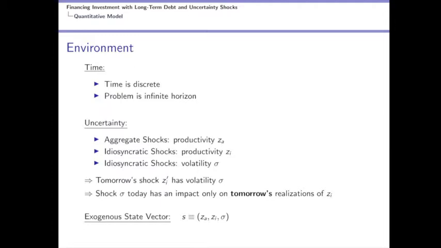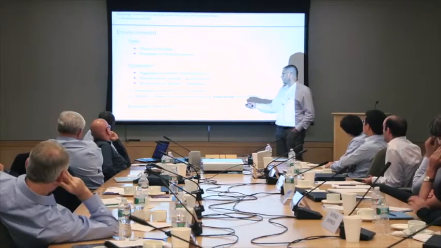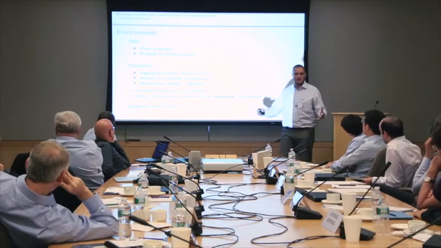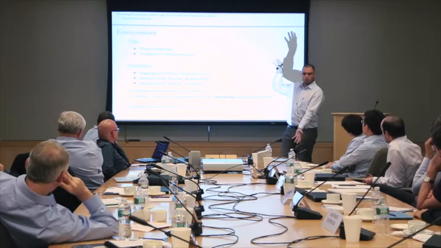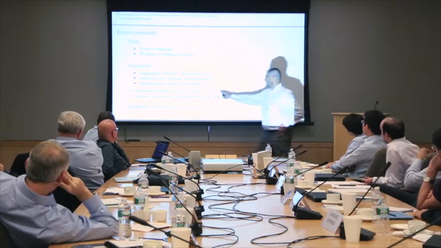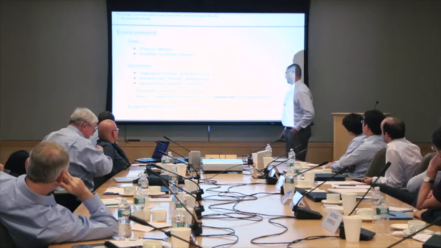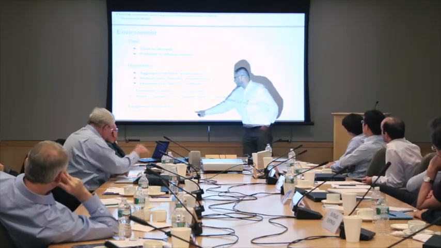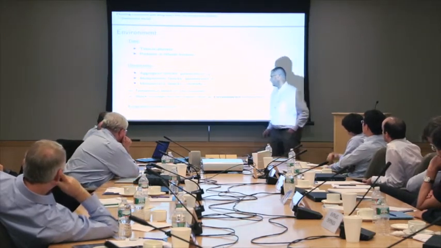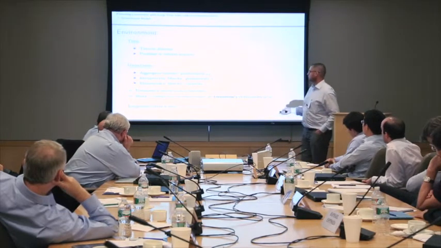The uncertainty is going to come from three pieces. There's going to be an aggregate productivity shock, ZA. There's going to be an idiosyncratic productivity shock, ZI. So that's going to be firm-specific. Every firm will be hit with the same shock. And the idiosyncratic volatility, sigma, is going to denote tomorrow's shock's volatility. So if I get hit with a sigma high today, it means that the dispersion of my cash flows tomorrow is going to be high. Okay? So sigma is the volatility of Z prime I. Okay? So I'm going to denote all of those states, and I collect them and stack them into this vector, ZA, ZI, and sigma. Okay?